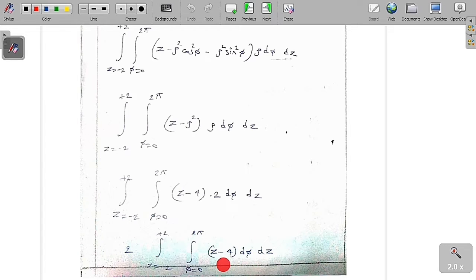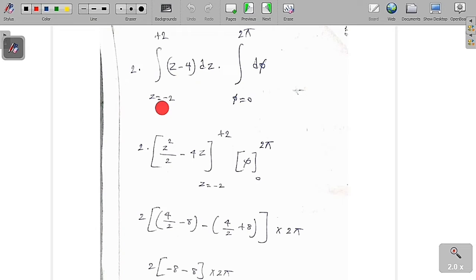As you can see clearly, this is purely in terms of z and this is purely in terms of phi. So you can do the integration separately because both are independent of each other, and you can also see the limits are independent of each other. So z is independent of phi and phi is independent of z. So you can do the integration separately. So 2 into the integral of z from minus 2 to plus 2 of z minus 4 dz, and phi from 0 to 2 pi of d phi.